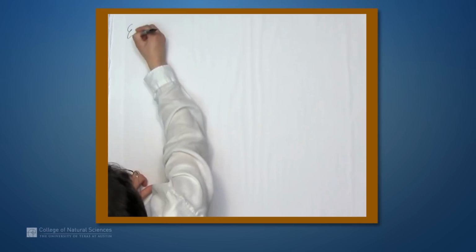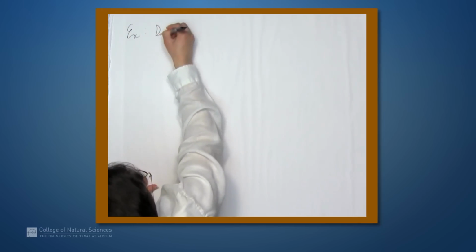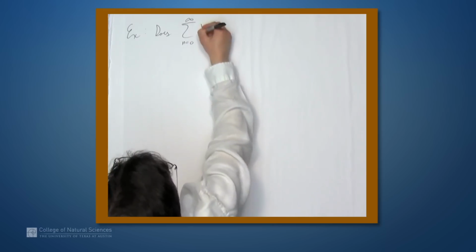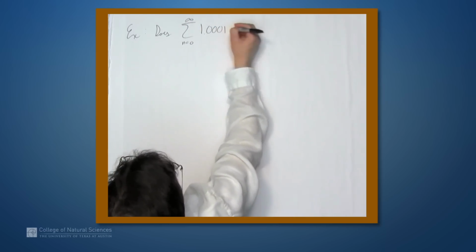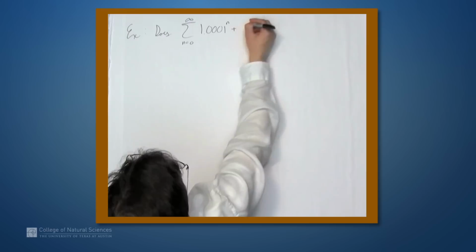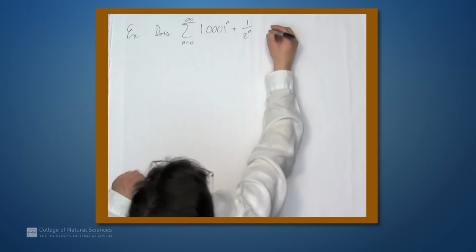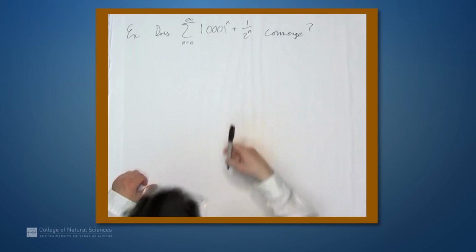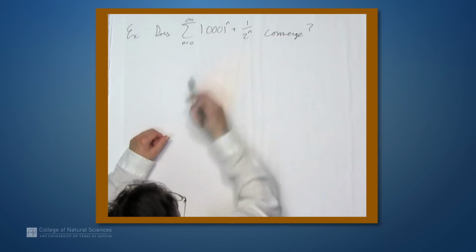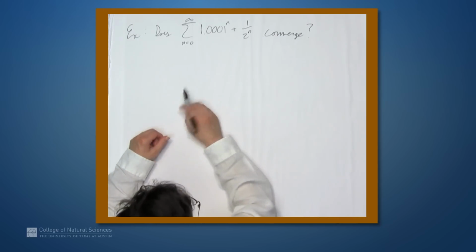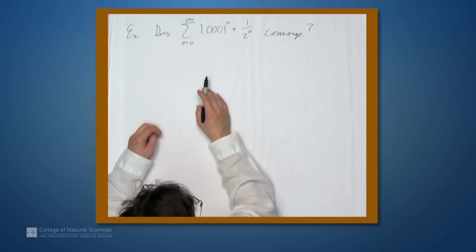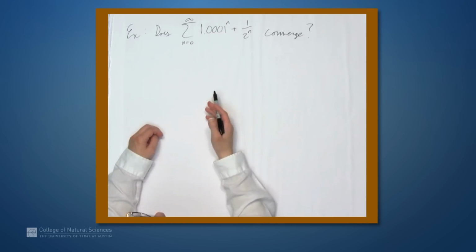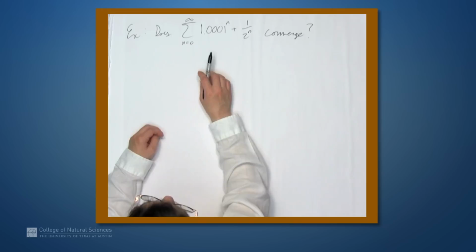So in this example, let's ask ourselves, does the sum from n equals 0 to infinity of 1.0001 to the n plus 1 over 2 to the n converge? If we're going to use the comparison test, we have to figure out a good candidate to which we can compare this. Now, the easiest thing here seems to be to compare it to either this series or this series. So the question is, to which one do we actually want to compare it?